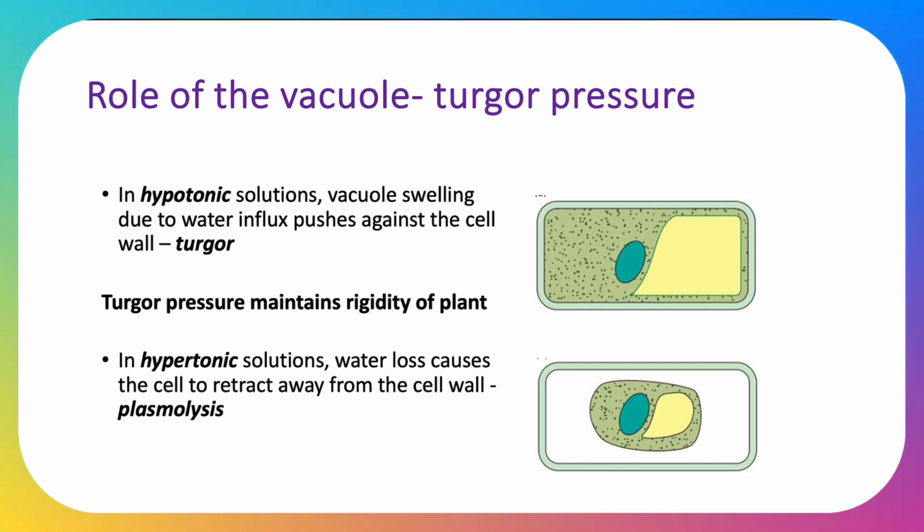So you imagine if you forget to water your indoor plants for a while, they become very floppy, whereas when you water them, the water goes into the cells, creates this turgor pressure, and it maintains the rigidity of the plant. In hypertonic situations, water exits the cells, so the vacuole shrinks, and it actually falls away or retracts away from the cell wall, and that's a condition we call plasmolysis. Plants much prefer a hypotonic situation to produce that turgor pressure.